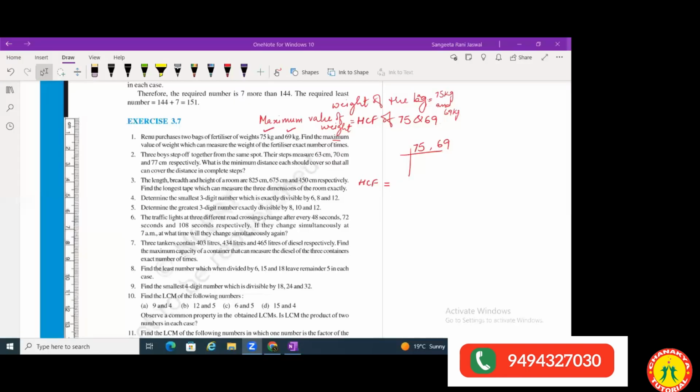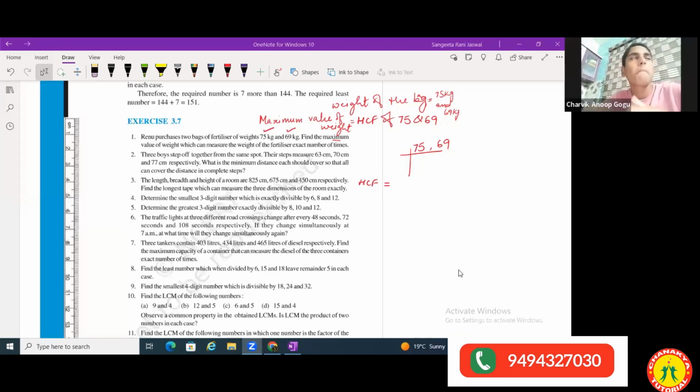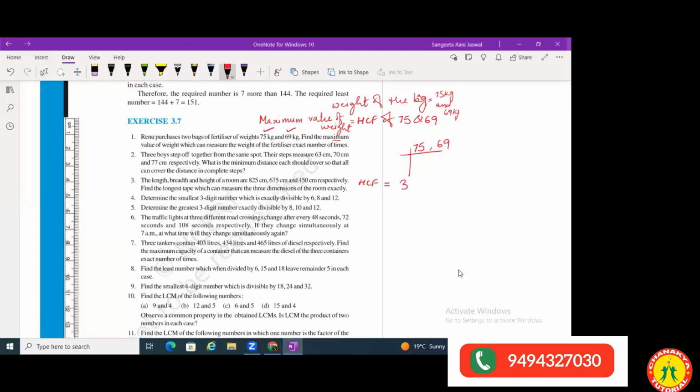So you shouldn't take so much time in finding HCF. Okay. So HCF is 3. That means how much is the maximum weight which can measure it an exact number of times? That is 3 kgs. So in your statement, you will write the full statement: the maximum value of the weight which can measure the weight of the fertilizer an exact number of times is equal to 3 kgs.